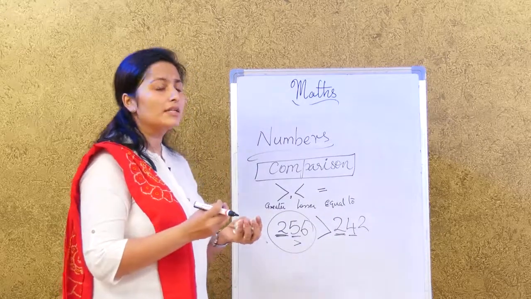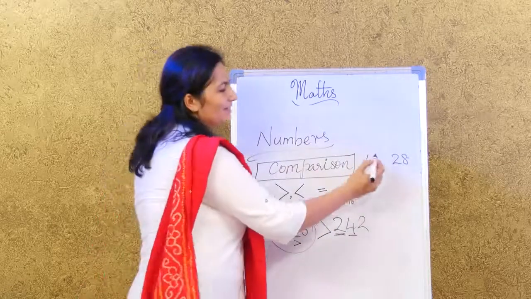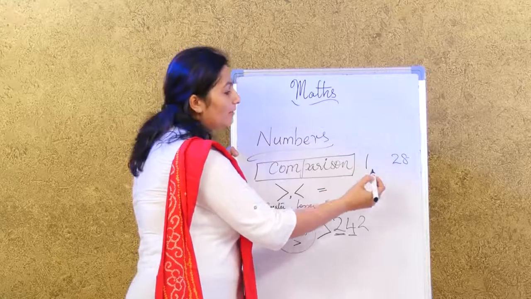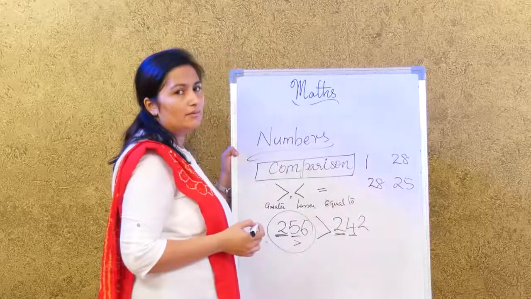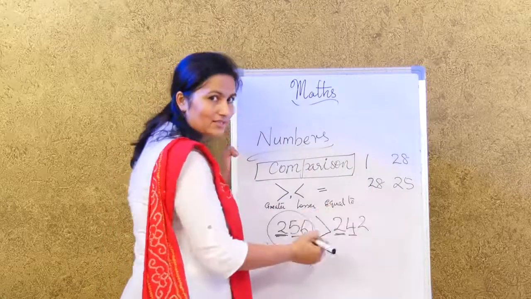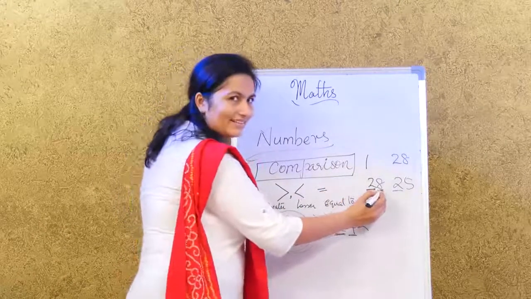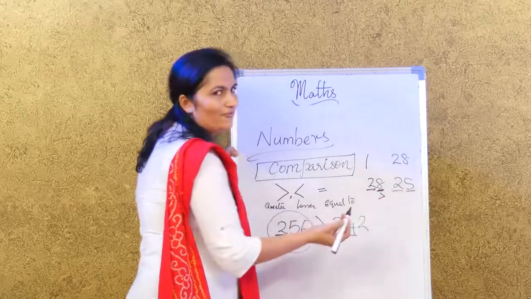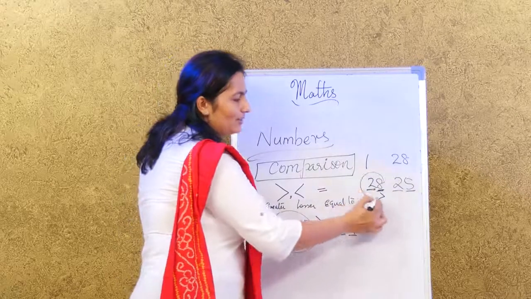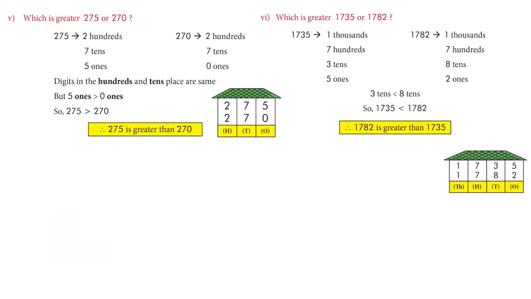When it is a single digit number and a 2-digit number like 1 and 28, we know, right? 28 is greater. But when both are 2-digit numbers, like 28 and 25, then what do we do? Like we just now discussed, the tens are the same, but then here the ones are 8 and 5. 8 is greater than 5, you know that. So, we got the answer, 28 is greater than 25. Got it?